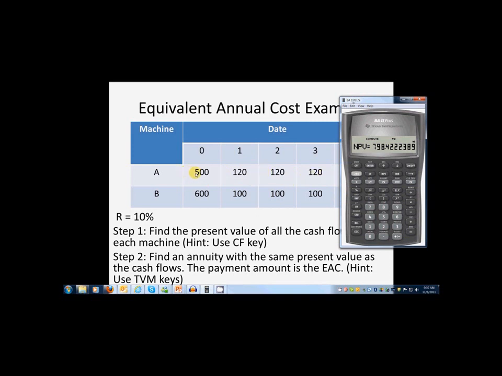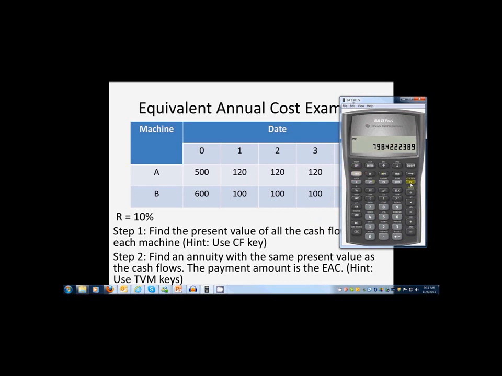Now, what do we do with that information? Well, that's what step 2 is all about. We need to find an annuity with the same present value as the cash flows. So this is when that payment that we find, that's going to be our equivalent annual cost. So how do we go about doing that? Well, we're going to use our TVM keys. But first, check this out. I'm going to hit clear once. And now that number is hanging out there where I could do something with it.